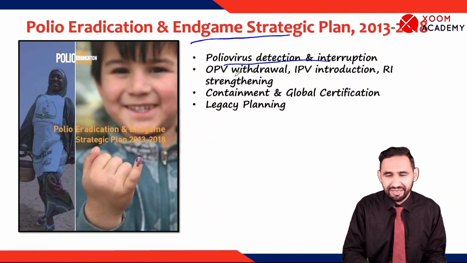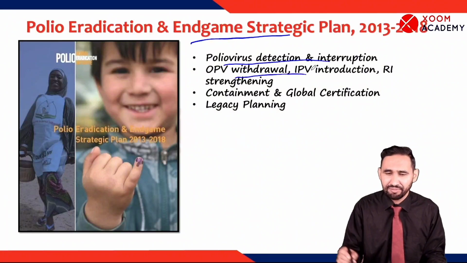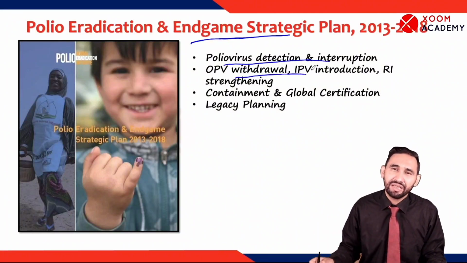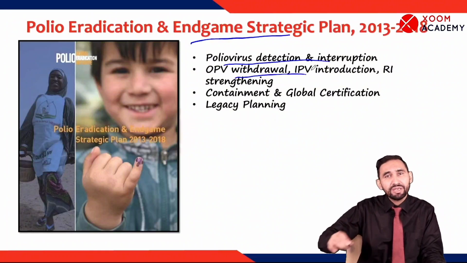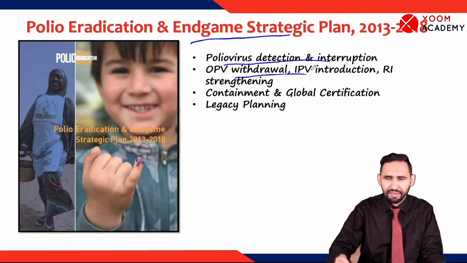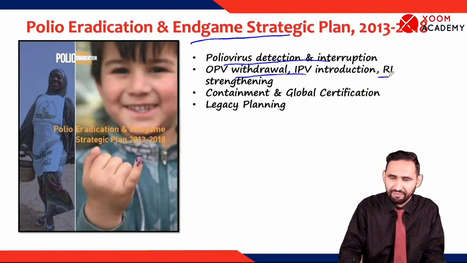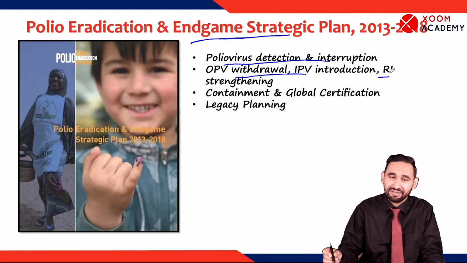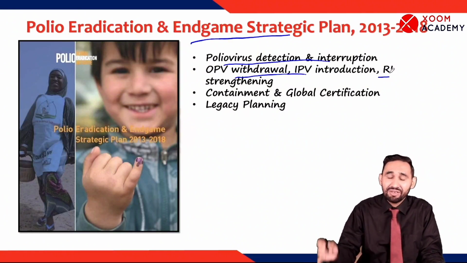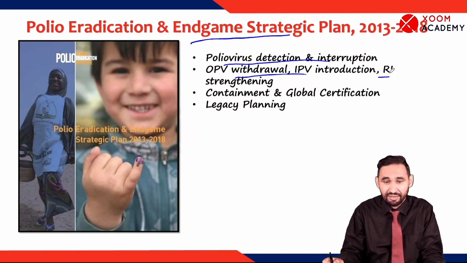OPV withdrawal. This is the next step, and we are in this step that we are shifting. There is gradual shifting from OPV to IPV. Routine immunization strengthening. Vaccination programs are being strengthened. Vaccination is provided to every child under 5 years. Government has shifted. Government is trying to shift from oral polio to IPV.